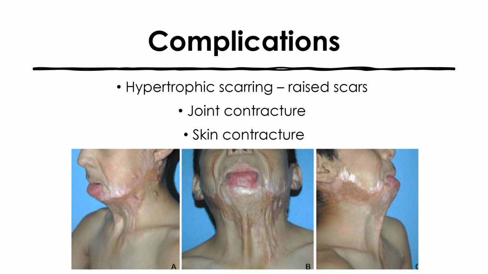And this is what we were just talking about. Hypertrophic scarring can happen, raised scars. The patient may develop joint contractures and also skin contractures, like we were talking about. So proper range of motion is really a big deal. As the skin is healing, we need to be stretching it at the same time.